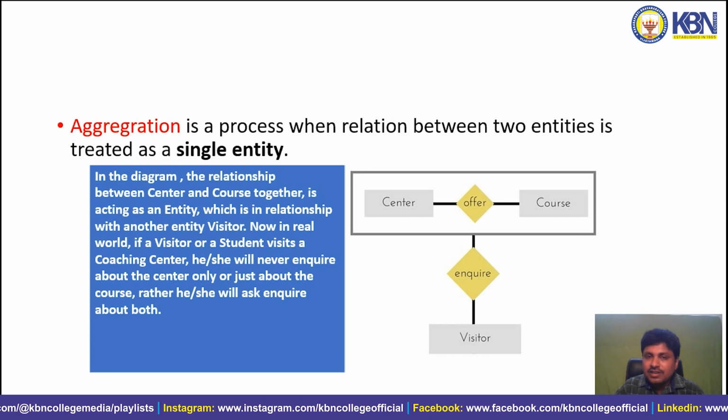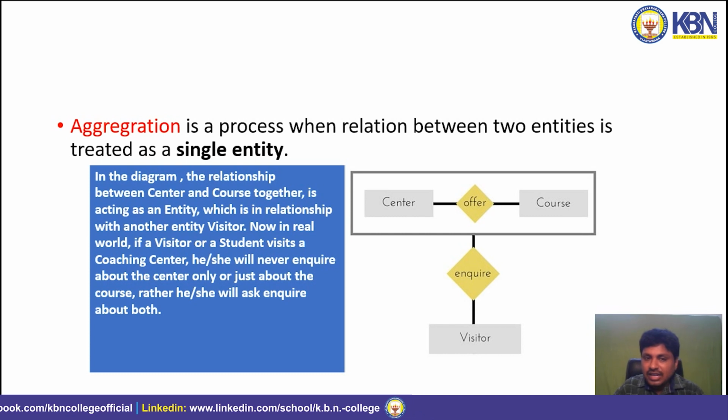And we go to another one, aggregation. Aggregation is the process in which a relationship between two entities is treated as a single entity. The relationship between center and course, which the center offers, acts as an entity, which is a relationship among the visitors, also another entity. In the real world, when a visitor or student visits a coaching center, he will never inquire only about the center or just the course; he inquires about both. So aggregation is one example.